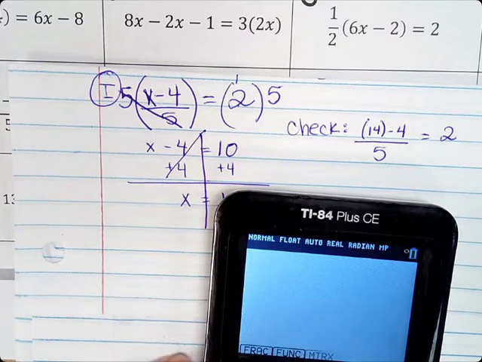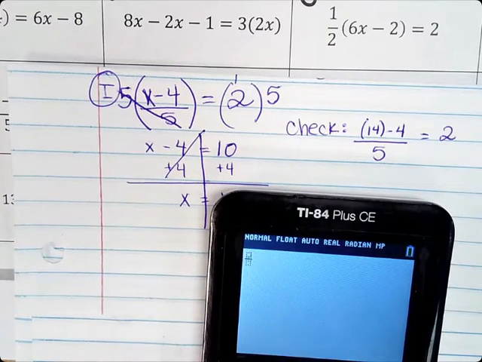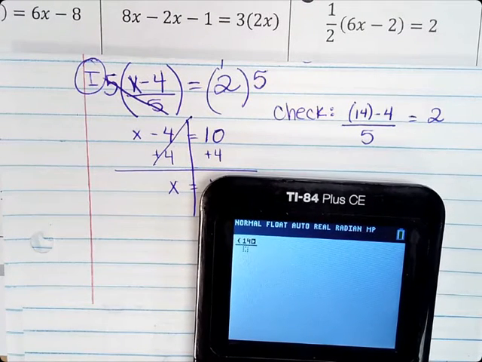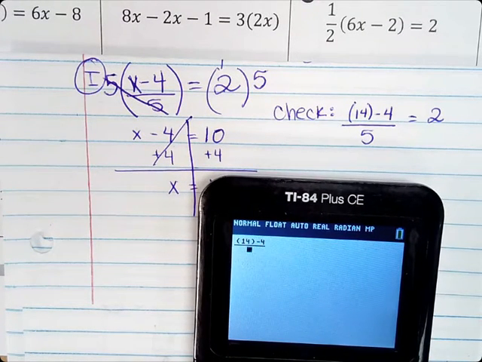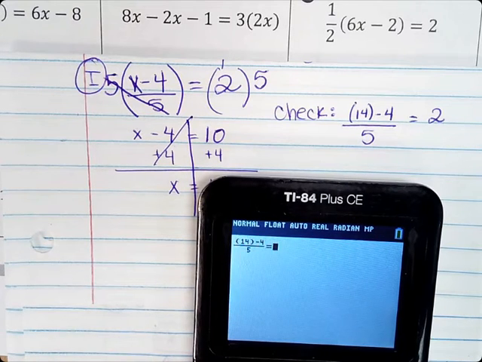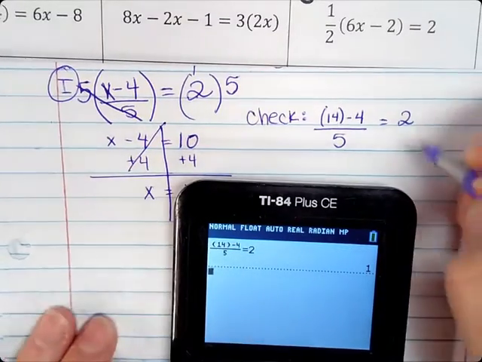So remember, alpha y equals, to get our fraction, 14 minus 4 divided by 5. And then second math for the equal sign. And that is true.